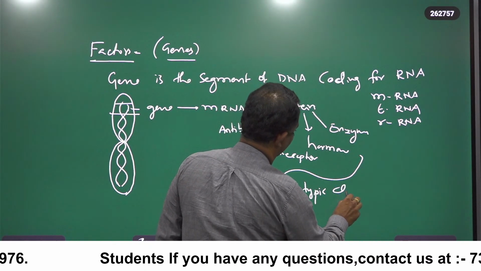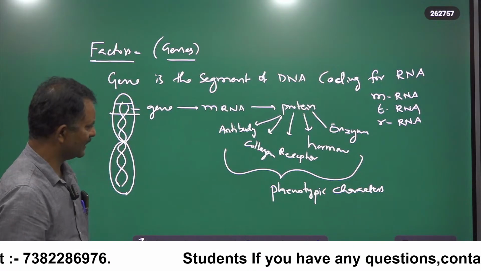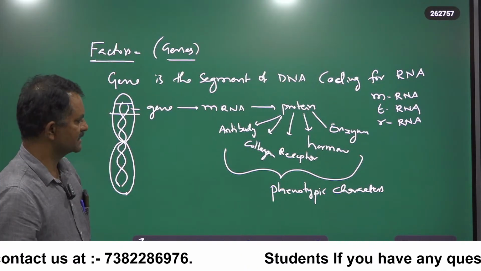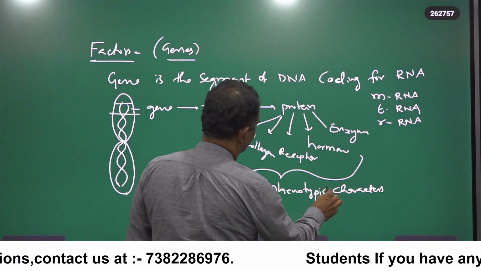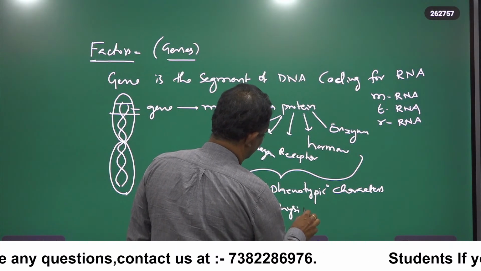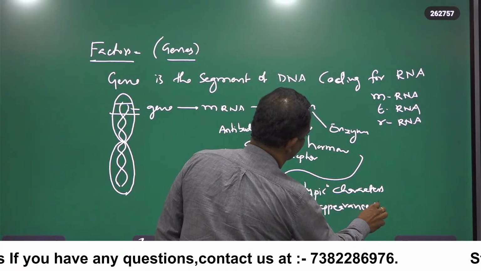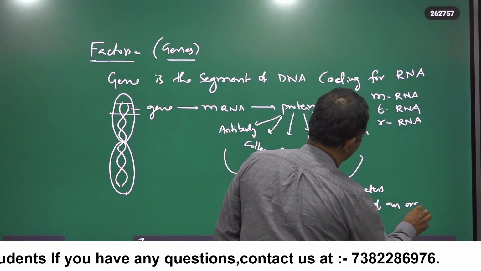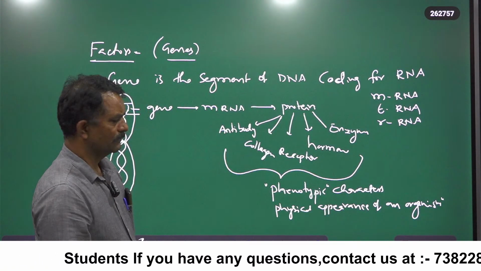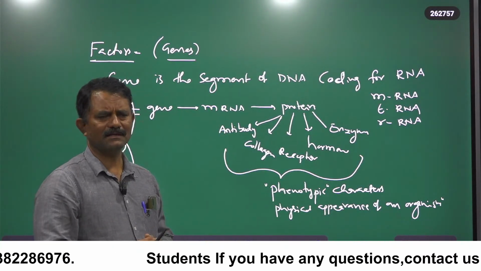Phenotypic characters are nothing but the physical appearance of characters. The physical appearance of an organism is called phenotype. Only the phenotype we can see in any organism. What we can see in any organism, that is phenotype.